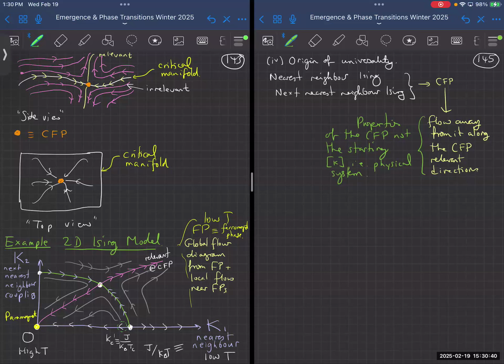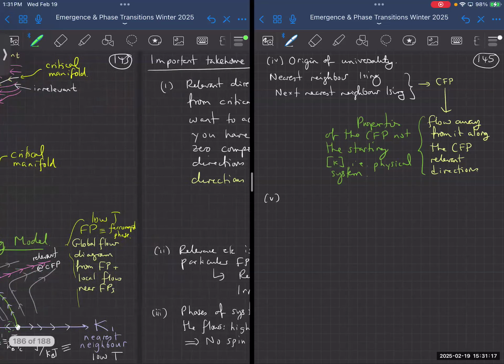So we can predict then that the nearest neighbor Ising model and the next nearest neighbor Ising model will have a temperature dependence of, say, heat capacity and whatever as a function of T minus Tc, and it will be the same critical exponents because they're all controlled by the same relevant directions at the same critical fixed point. So that is the origin of the behavior.